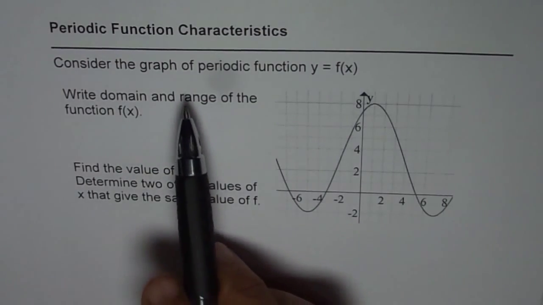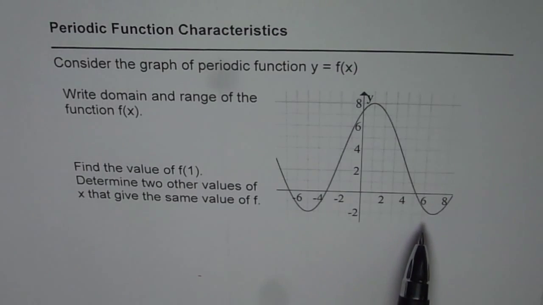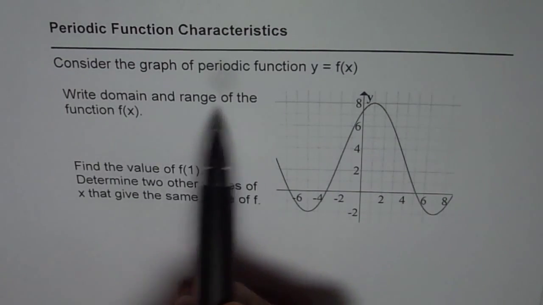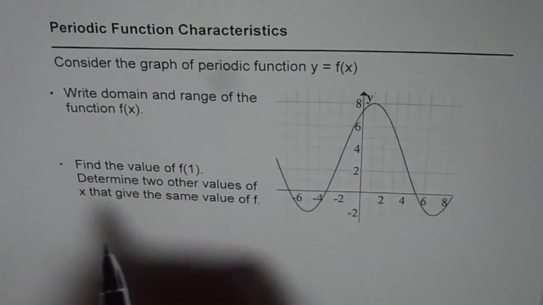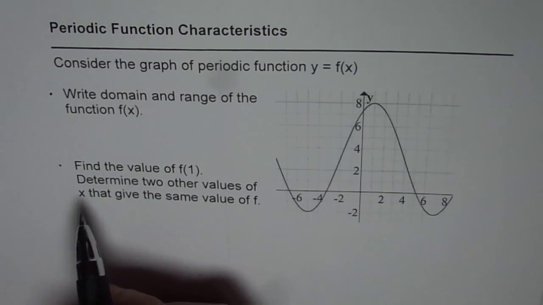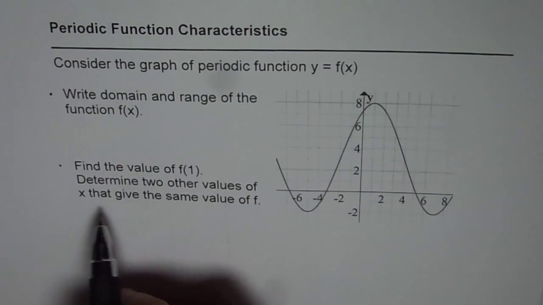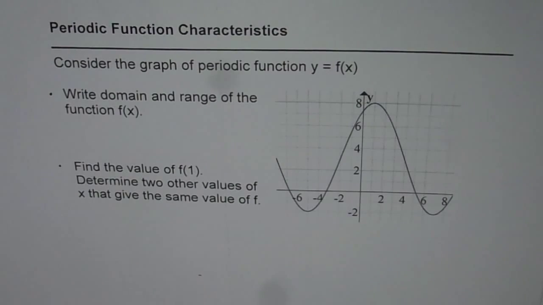Let us consider the graph of a periodic function y equals f of x. The graph is shown here. We need to write the domain and range of this function. That's the first part. And the second part is to find the value of f of 1 and then determine two other values of x that give the same value of f. Now that's a very interesting question. I'd like you to pause the video and answer the question.